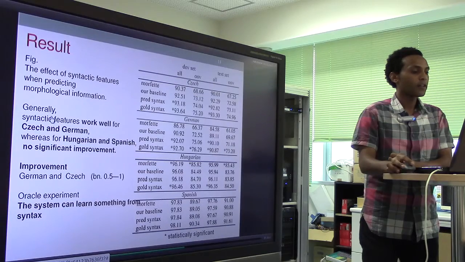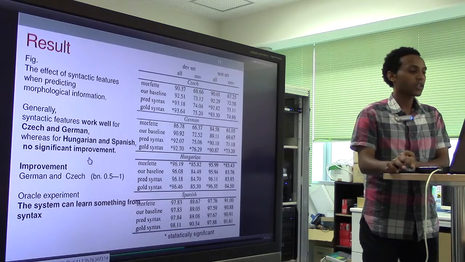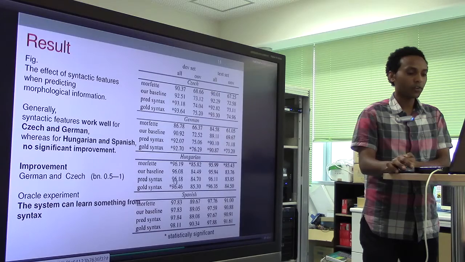Generally, syntactic features work well with Czech and German, whereas for Hungarian and Spanish there was no significant improvement. It was 96 and there was not that much improvement compared to these other languages. But for German and Czech there was a good improvement.